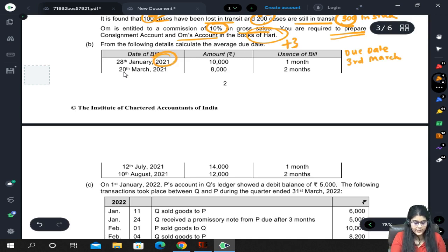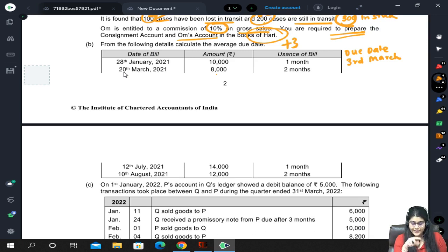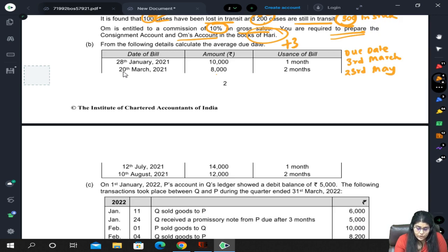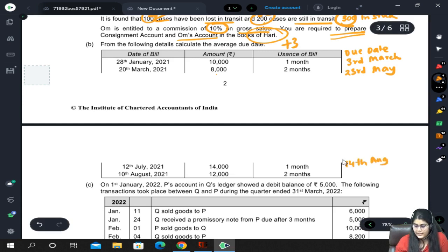It is 2021, so February will end at 28. So 3rd March. This bill, 20th March, 2 months, which means 20th May plus 3, 23rd May. 12th July, 1 month, which means 12th August. Plus 3 days, 15th August. 15th August is a national holiday, and the rule is that if the due date is a national holiday or a public holiday, then the due date after applying grace should be the exactly preceding day, which in this case is 14th August.